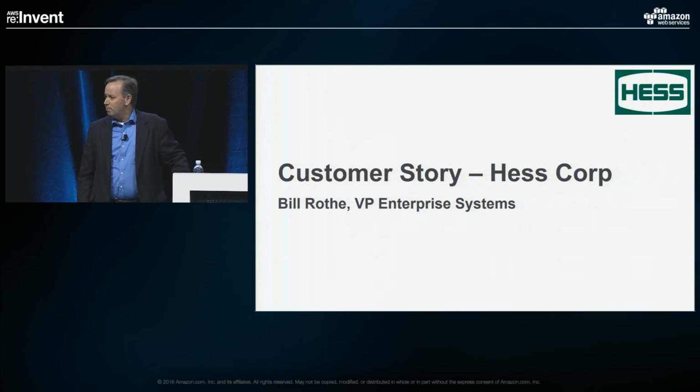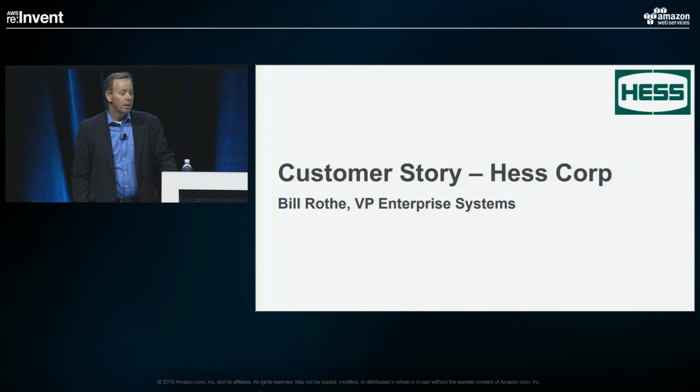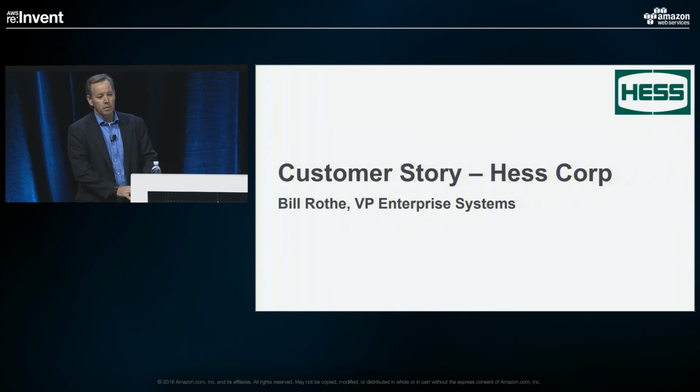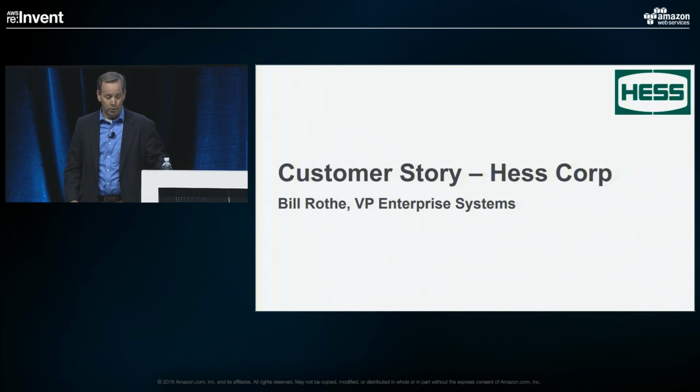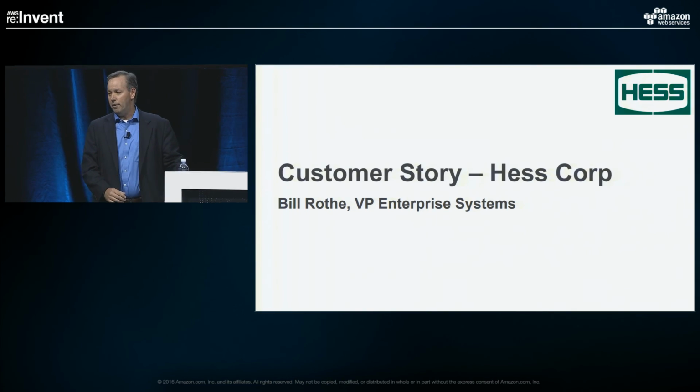As he mentioned, my name is Bill Roth, and I'm Vice President of Enterprise Systems for Hess Corporation. If you're not familiar with Hess, we are a global oil and gas company based in Houston. Currently, we're in the business of exploring for and producing hydrocarbons offshore and onshore here in the US and around the world. Our AWS story actually started back in 2013 when Hess was a very different company.